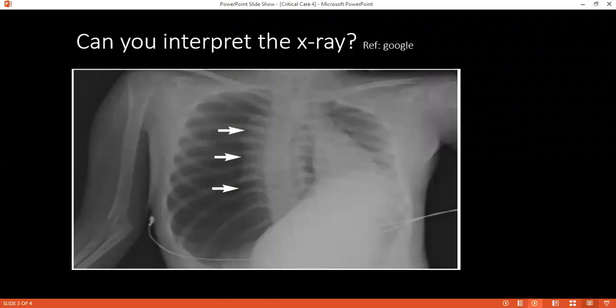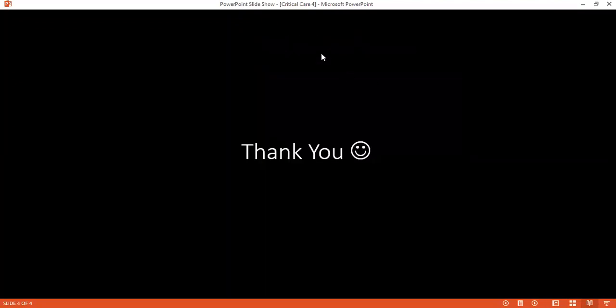Okay. And exposure is maybe not adequate. The costophrenic angles and air below the diaphragm are not visible on the left side here. Yeah, so more or less what you told. Good, thank you.